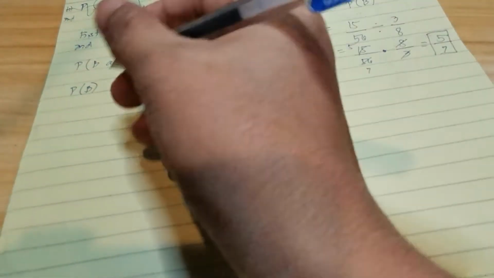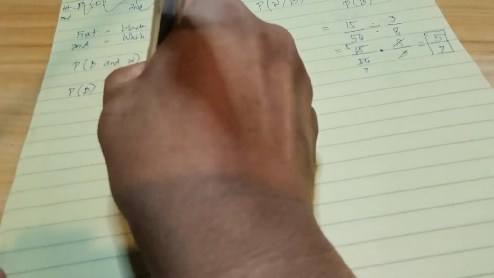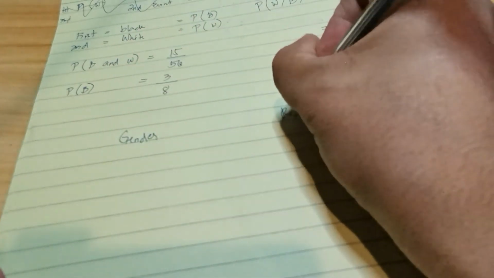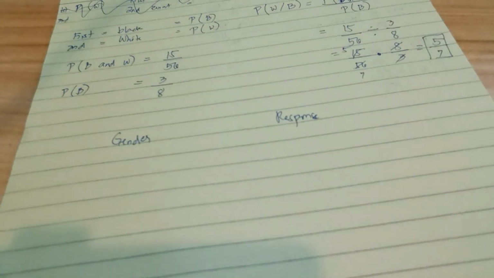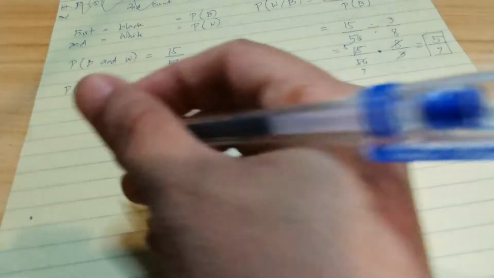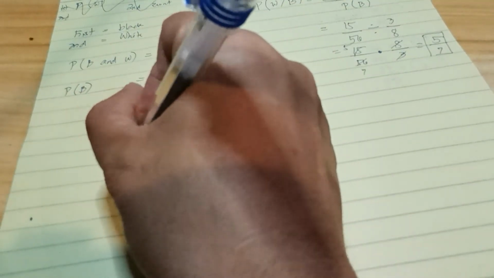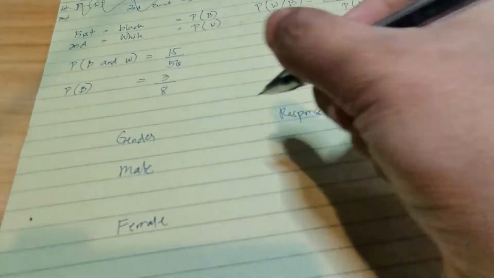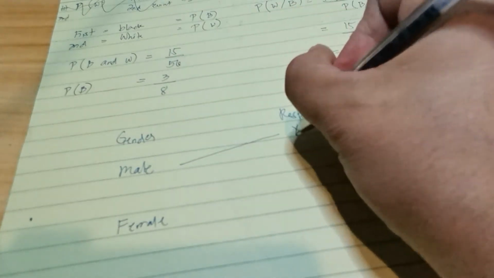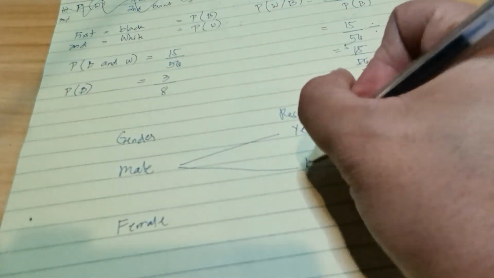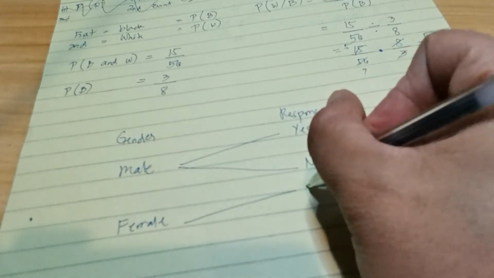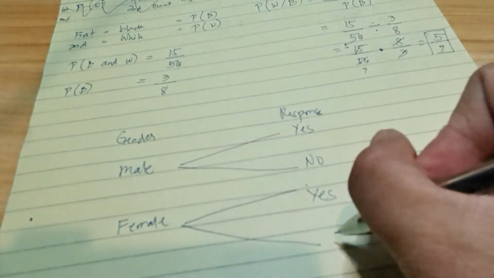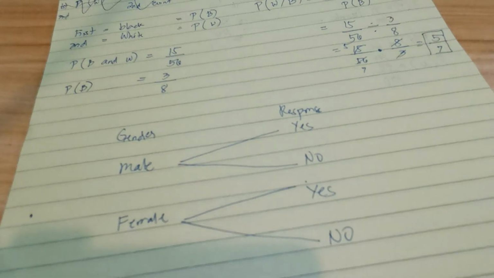Okay, mag-tree diagram tayo. So, ito yung gender. Ito yung response. Parang yung sa head and tail at saka sa box kanina. Tingnan natin kung ganito ngayon. Ina-analyze natin. So, the genders are male and female. So, the response can be yes and no, and then yes and no.